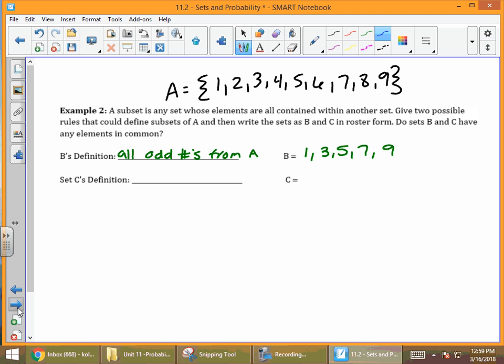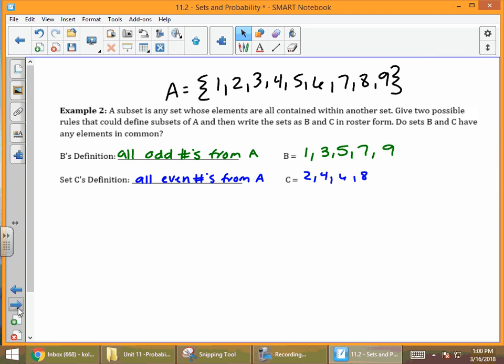Well, let's make another subset. What could be the definition of another subset? All the evens. Well, what are all the even numbers that are in set A? 2, 4, 6, 8. So those are all the elements that are going into set C. And those are subsets.